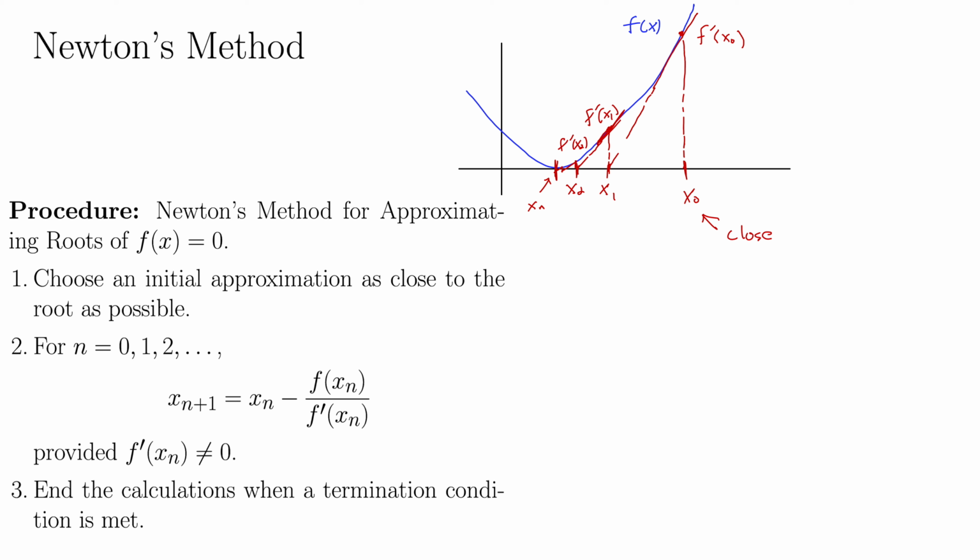Okay, so here we go. The procedure, Newton's method for approximating roots of f of x equals 0. Step 1, we choose an initial approximation as close to the root as possible. That's going to be our x naught. And then for n equals 0, 1, 2, 3, etc., this is how we find the next one. This is the whole meat of Newton's method.